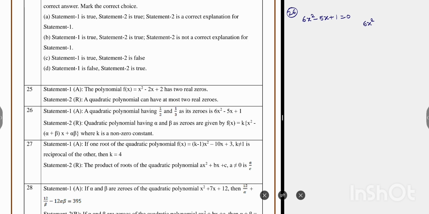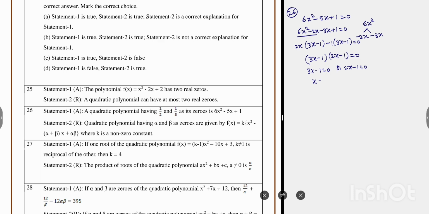Factors of 6x square, we have to take minus 2x and minus 3x. So 6x square minus 2x minus 3x plus 1 is equal to 0. In these two, 2x is common, so 3x minus 1. In these two, 1 is common, again 3x minus 1 is equal to 0. So 3x minus 1 into 2x minus 1 is equal to 0. Either 3x minus 1 is equal to 0, or 2x minus 1 is equal to 0. x is equal to 1 by 3, or x is equal to 1 by 2. The assertion is true because 1 by 2 and 1 by 3 are the zeros of the polynomial.